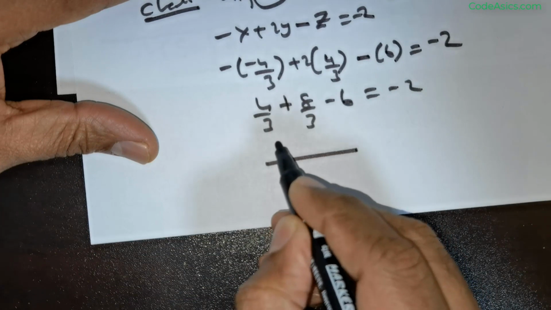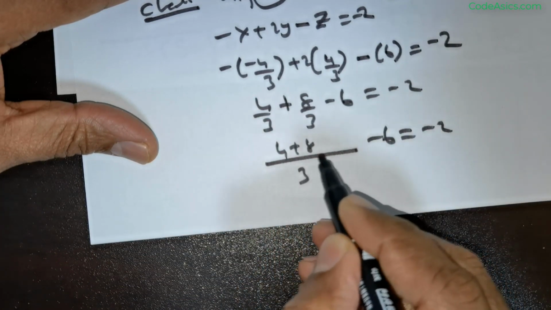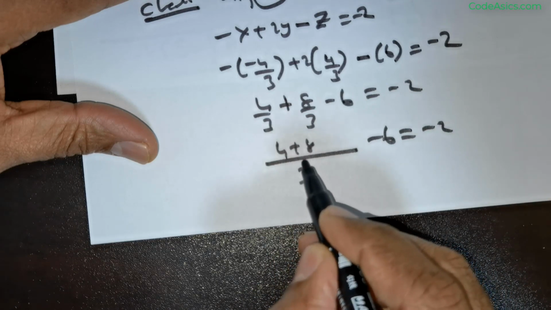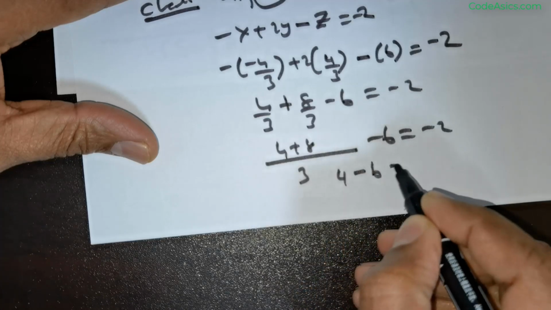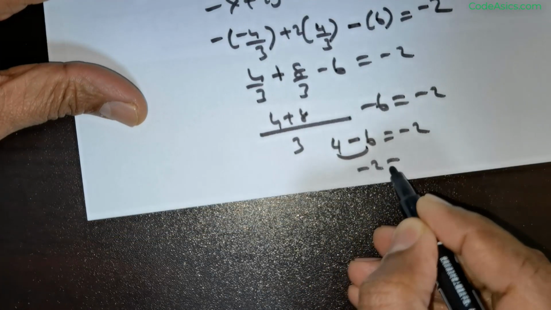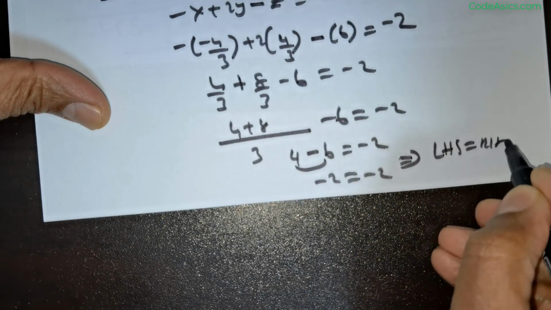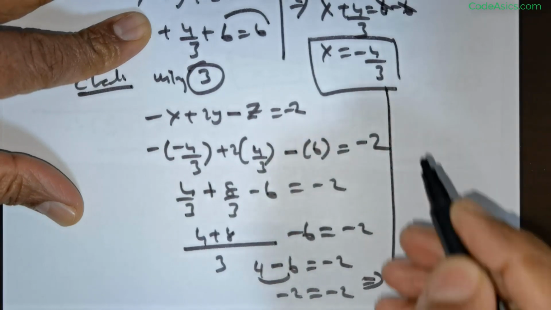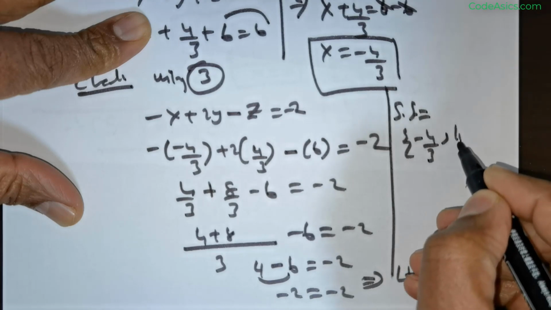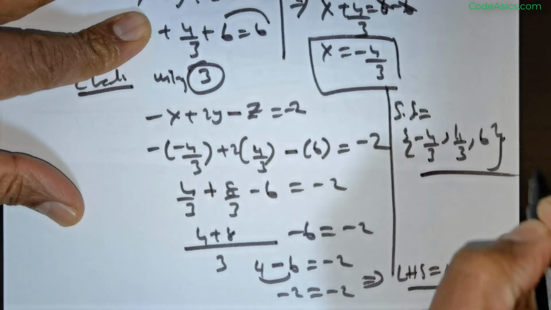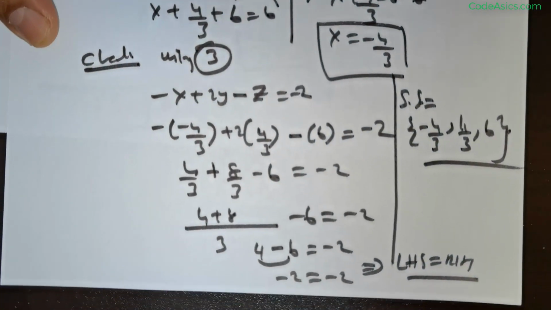Now let me take the LCM. I get 4 plus 8, over 3, minus 6. This should be equal to negative 2. This is 12, and 3 can divide 12 four times. So 4 minus 6 is equal to negative 2. This is going to be negative 2. So clearly the left hand side is equal to the right hand side. So the check is true. So the solution set is negative 4 over 3, positive 4 over 3, and positive 6. So that's the solution for this question. It's a lovely question, and we move on to do the next one.